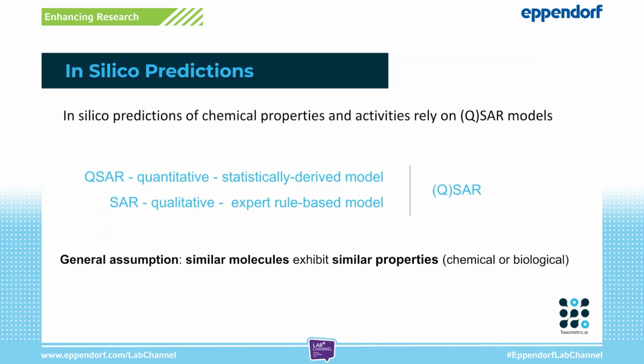Almost all in silico predictions are based on QSAR models. They are quantitative, relying on statistically derived models, while SAR models are qualitative, based on expert rule-based approaches. And the general assumption of those QSAR models is that similar molecules exhibit similar properties.